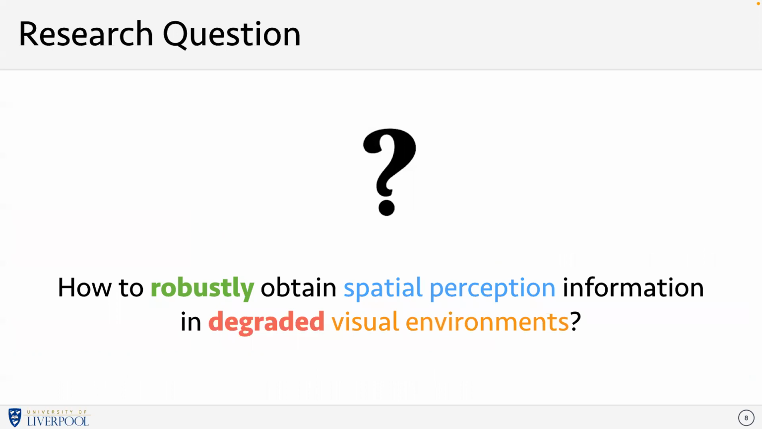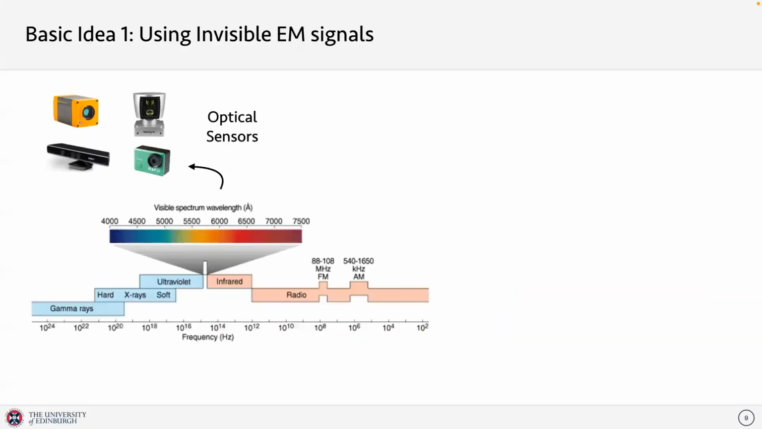So after understanding visual degradation and its impact on spatial perception, this talk, or actually the majority of my research, is trying to answer the following question: how to let embodied agents, either a mobile robot or an intelligent wearable, robustly obtain spatial perception information in a degraded visual environment? Of course, one can always argue that robustness can be achieved by improving the existing algorithms designed for optical sensors. Well, I can't say it's wrong.